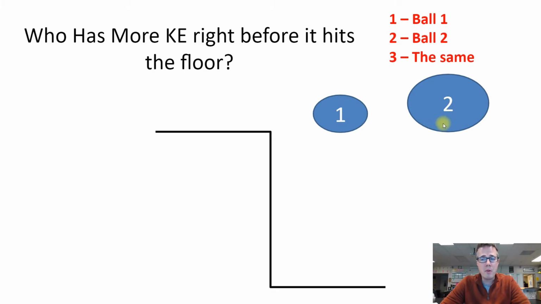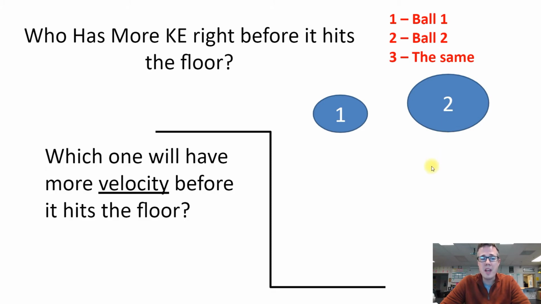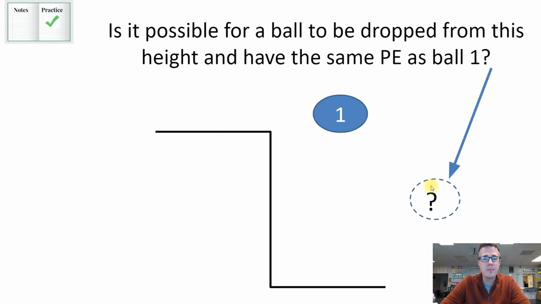But number 2 has a lot more mass, and so it's going to hit the ground harder. It's got more energy in it because it's got more mass. So number 2 has more kinetic energy. But which one's going to have more velocity before it hits the floor? They're going to be a tie because they both fall at the same rate.